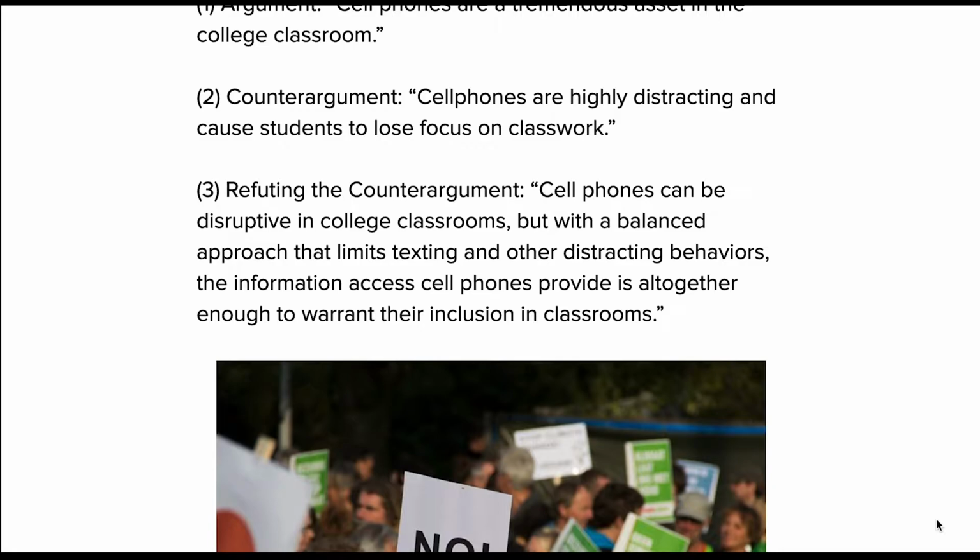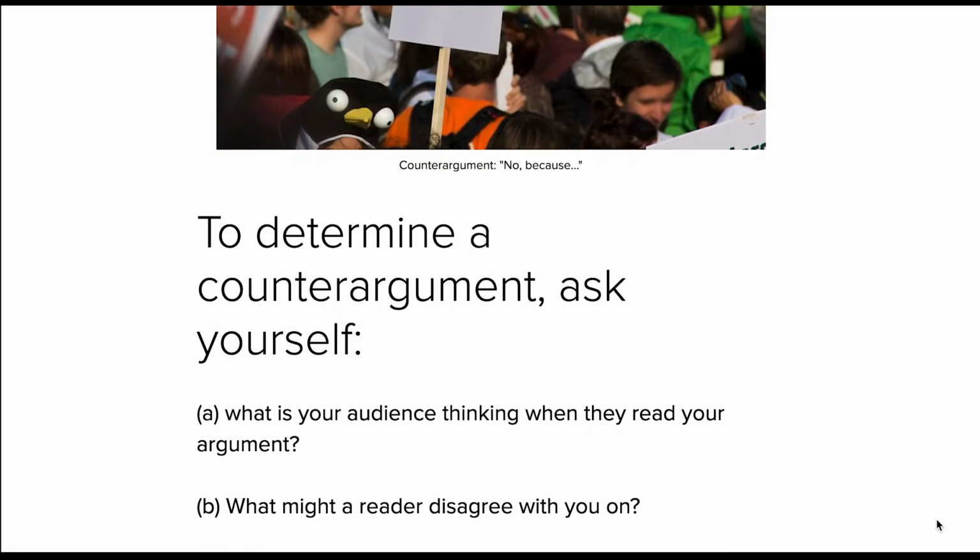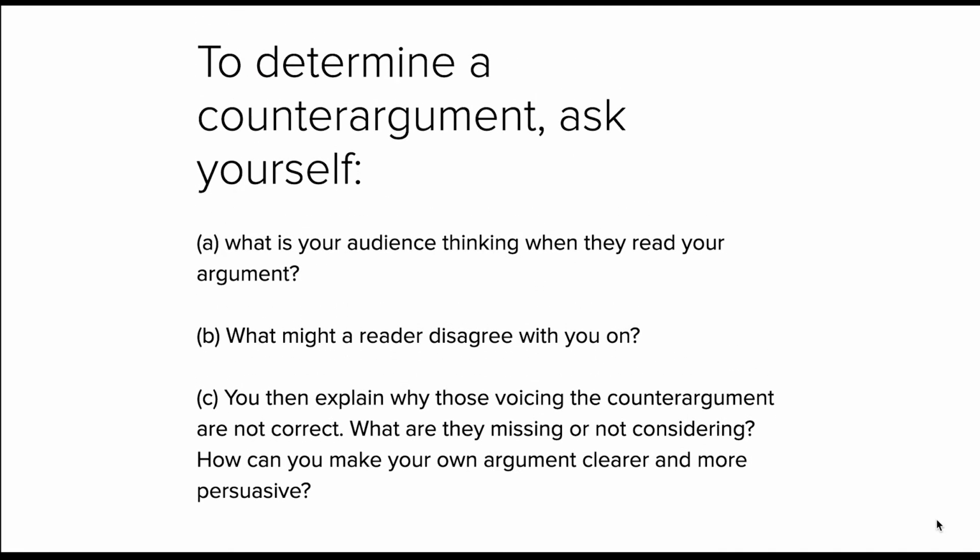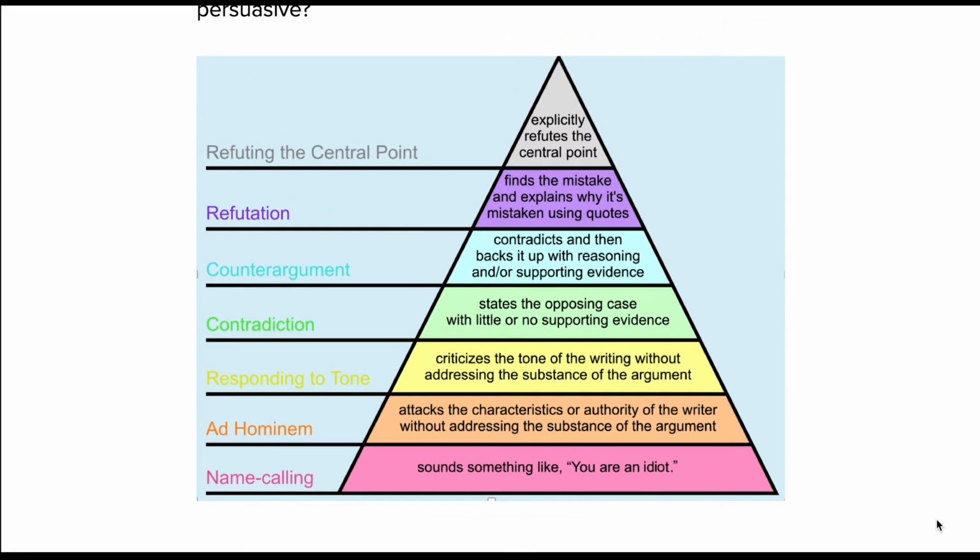Now, what's important with counterarguments is that it is not enough to simply cite a counterargument. What you have to do is refute that counterargument. So you have to explain what other people are missing, what they're not considering heavily enough, what they are not factoring in, what they don't value enough, why they're wrong, why they're incorrect. So to determine a counterargument, ask yourself, what is the audience thinking when they read your argument?